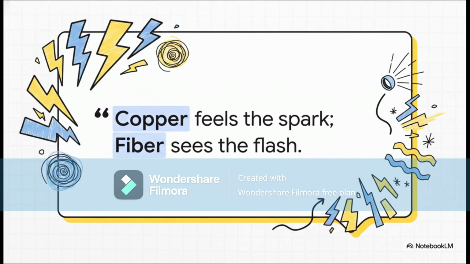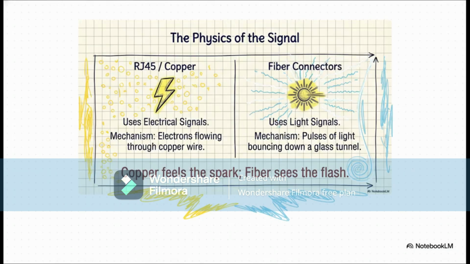You know, this phrase just nails it. Copper feels the spark, fiber sees the flash. It really gets to the heart of the whole thing. One is all about electricity, and the other is all about light. And that single fact is what changes the entire game. So here's the bottom line. The RJ45 and its copper cable send your data as electrical signals. We're talking electrons literally flowing through a metal wire.